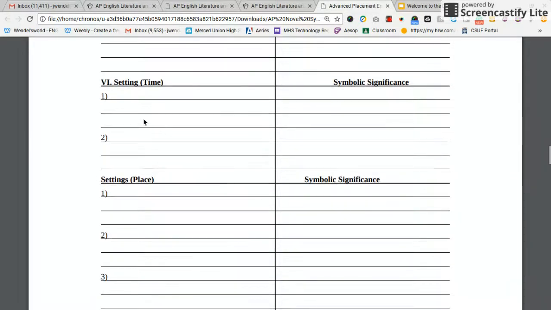There may be other settings. I'm sorry, this is actually the time. So the 1930s, of course, would represent the Great Depression. Down here, the place, Macomb, Alabama, might actually represent Southern life. It might have a tie-in with racial discrimination, things like this.